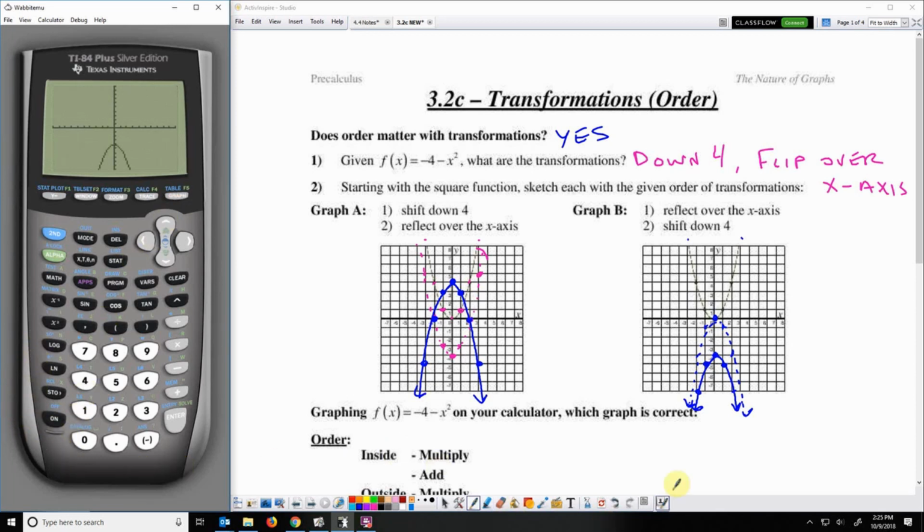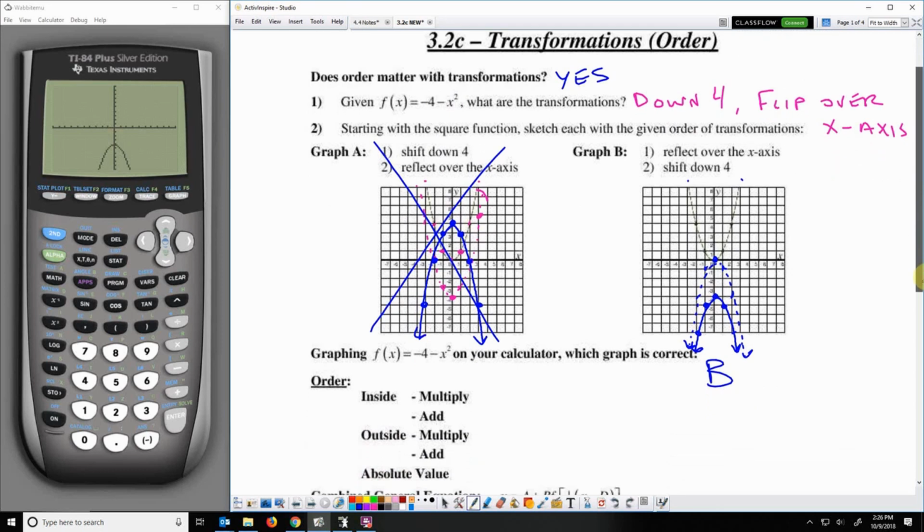So it looks like this one is correct. So on your calculator, which graph is correct? B, which means graph A is not correct. So the order definitely mattered. We had to do this multiplying by a negative before subtracting. Well, it's just like order of operations. Multiplying by anything comes before adding and subtracting.